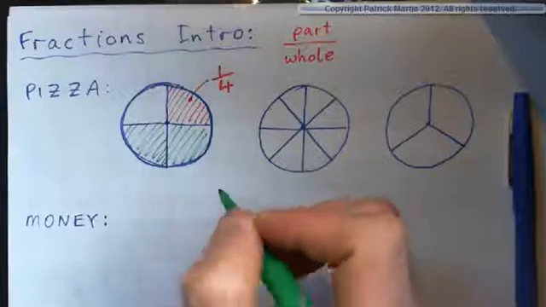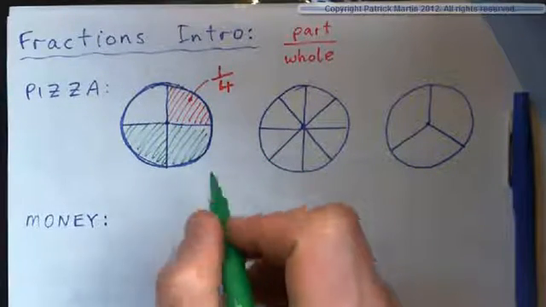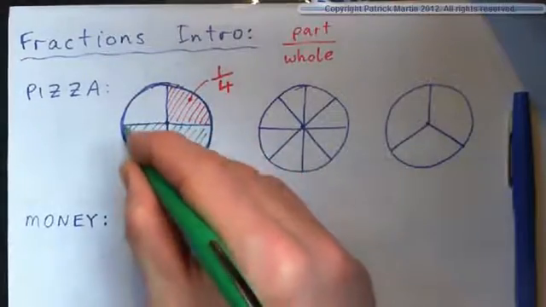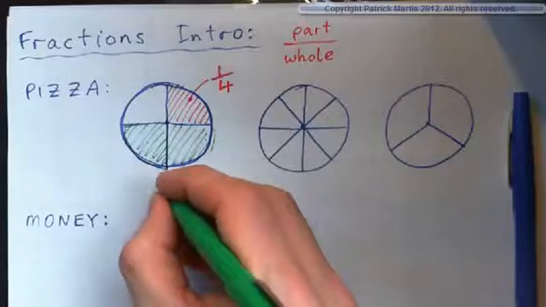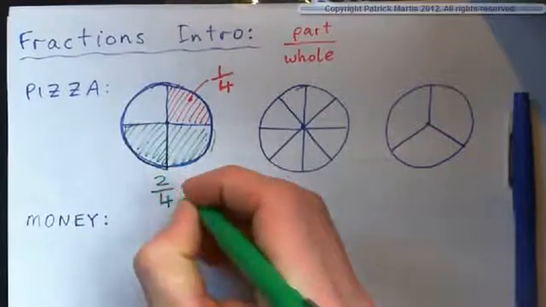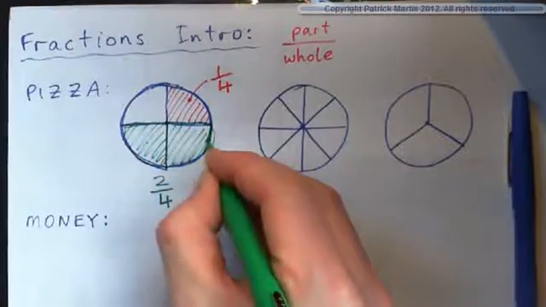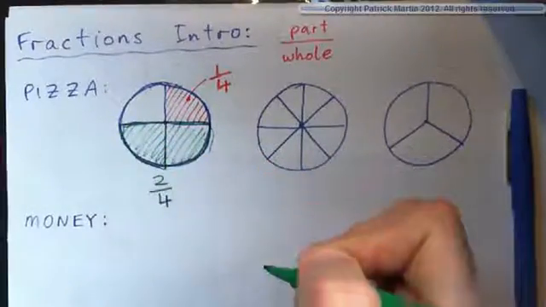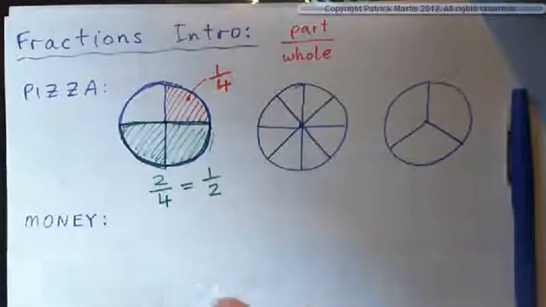Write it down. How could you describe these 2 pieces? Well, this is 1/4 as well, isn't it? And this is 1/4. So you could say that this and this is 2/4. And you could also say, isn't that exactly half of the pizza? So you could say that 2/4 is the same thing as 1/2.